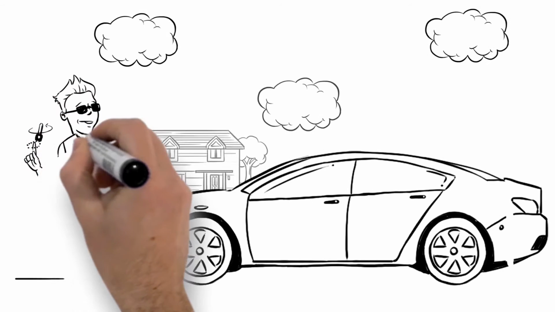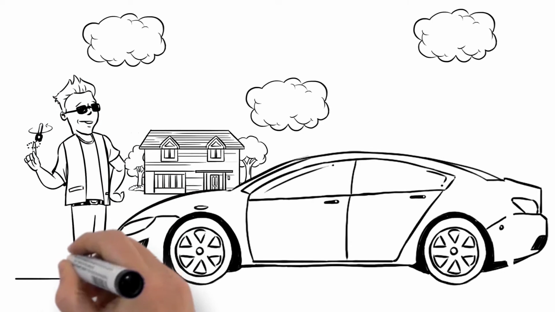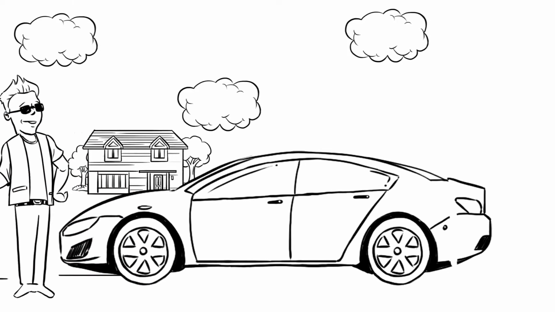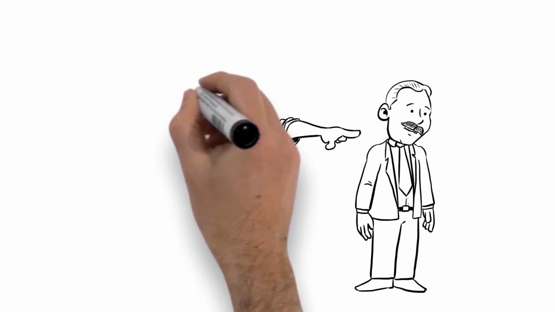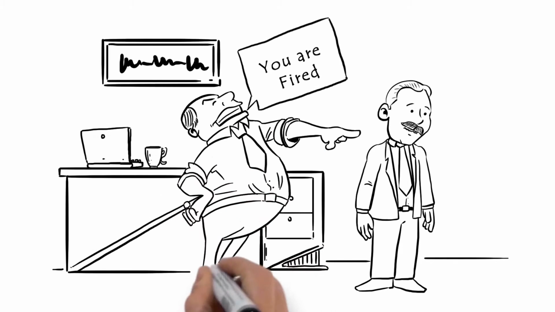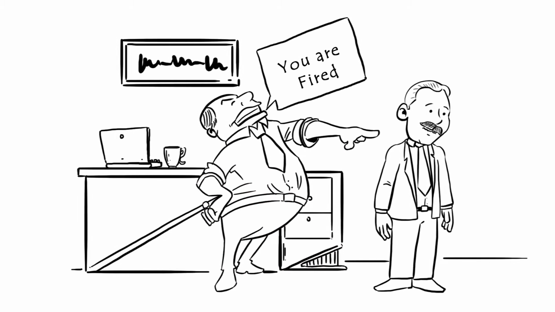This is Vlad. Vlad has a new car. Vlad has a new house. This is Reginald, CIO. Reginald is packing up his office. Reginald is looking for a new job.